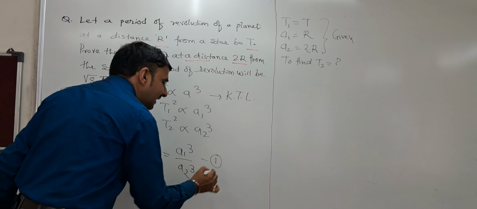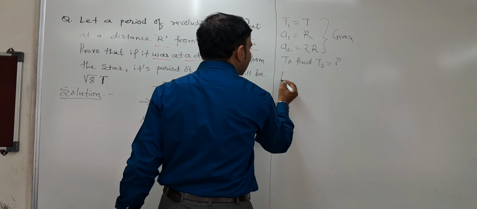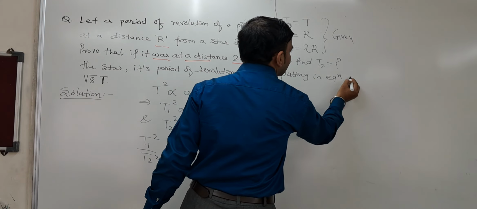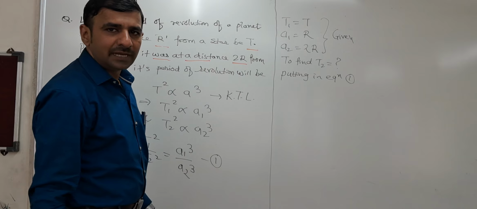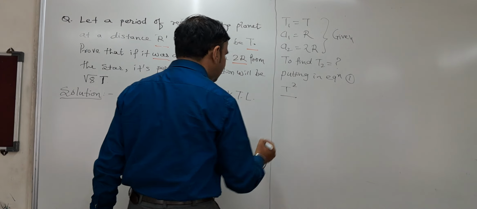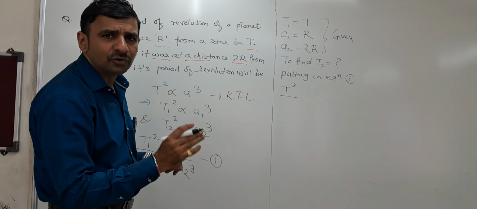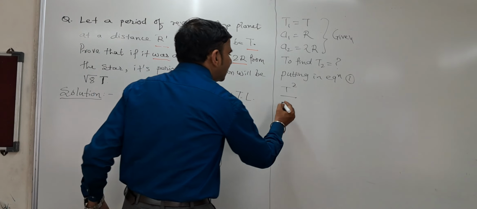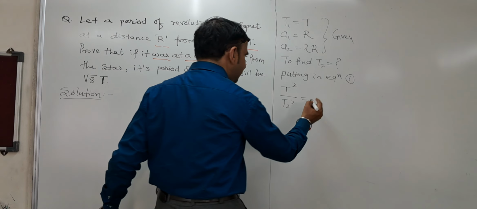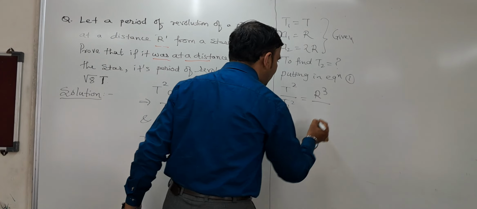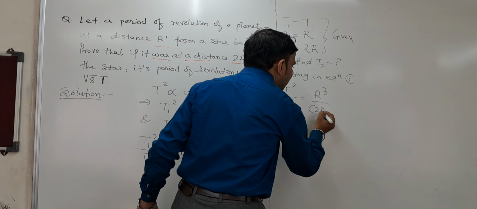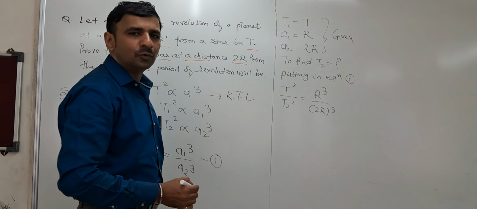Now can we use this in the formula? Okay, so let us label this as equation 1. So putting all this in equation 1, what will we be getting? We will be getting t1 square, so that is t square, upon t2 square, so let it be t2 square because that has to be found out. This is equal to a1 cube, so r cube upon a2, which is 2r, so I am writing it first in a bracket and then doing the cube of it.